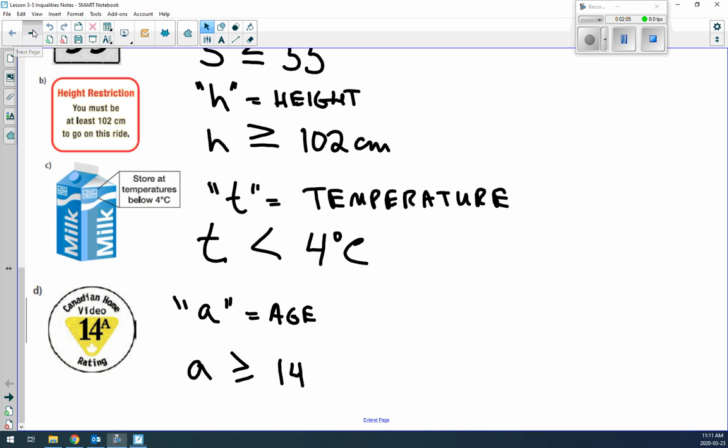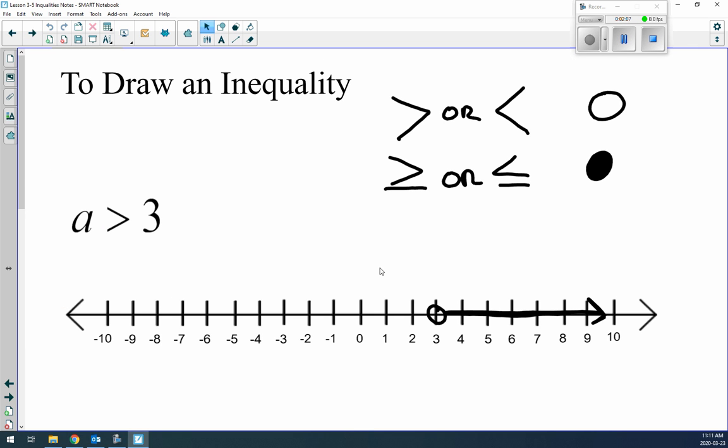Okay, now flip the page and we'll look at how to draw an inequality. When you're drawing inequalities, you put them on a number line. You can use either open circles or closed circles. And it's easy. Greater than or less than is an open circle, and greater than or equal to or less than or equal to is a closed circle. An easy way to remember is that this symbol has more ink, so guess what? This circle has more ink, so it's closed in.